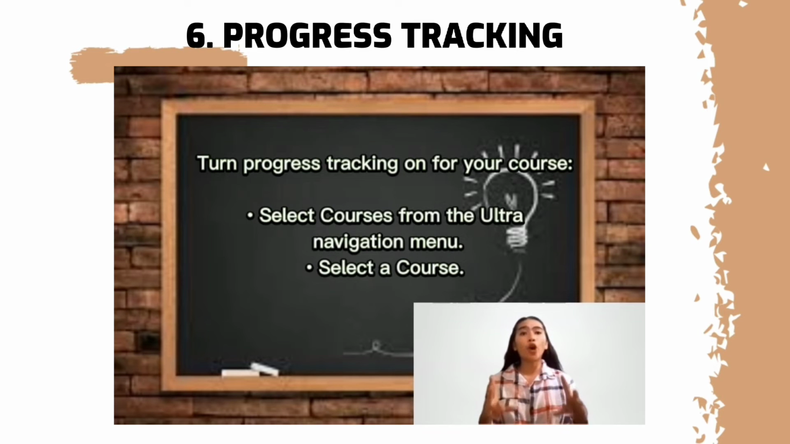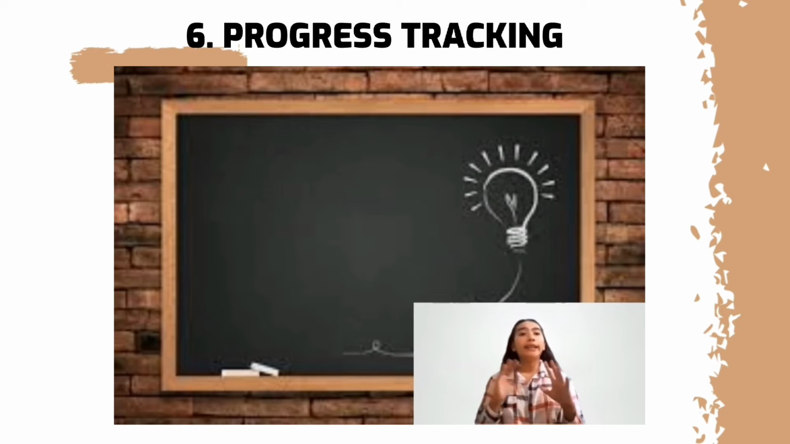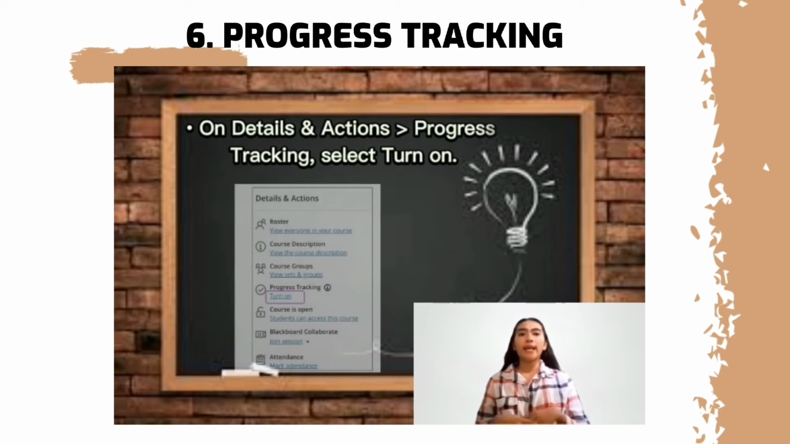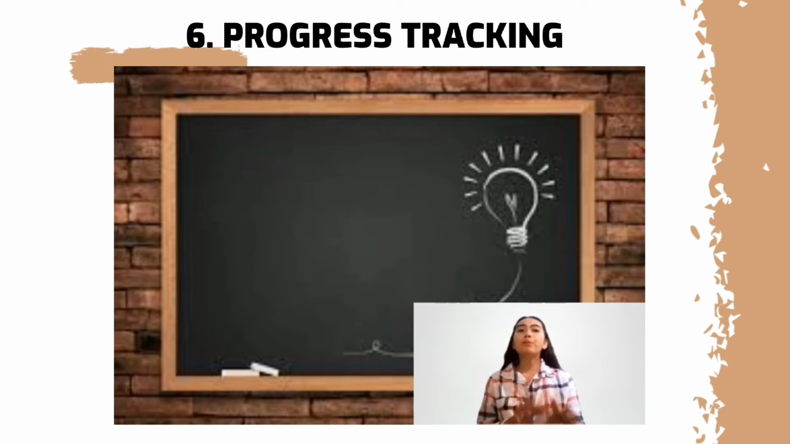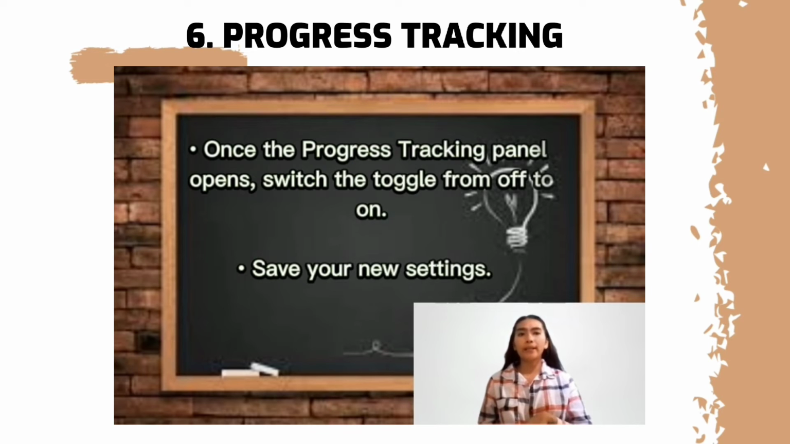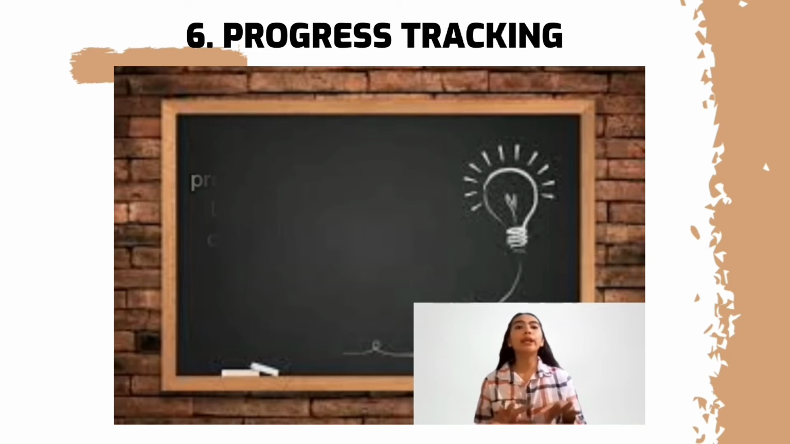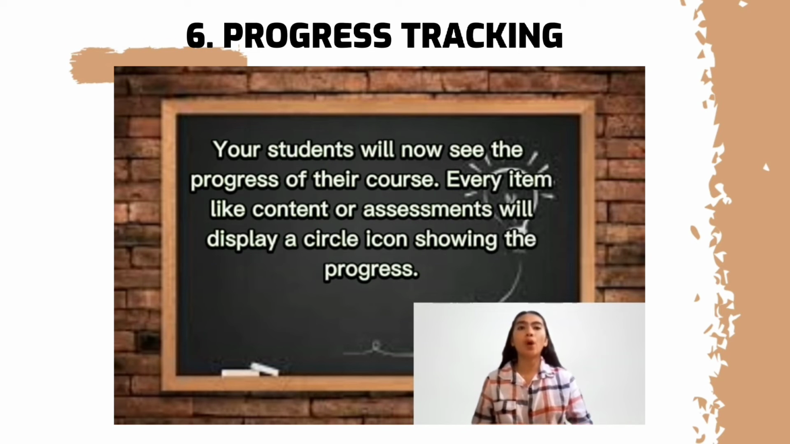First, select the course from the Ultra Navigation menu. Select a course. In the Details and Actions panel, under progress tracking, select Turn on. Once the progress tracking panel opens, switch the toggle from off to on. Save your new settings. Your students will now see the progress of their course.